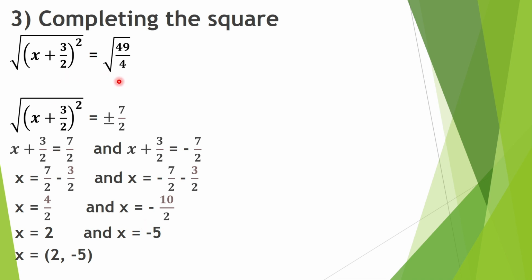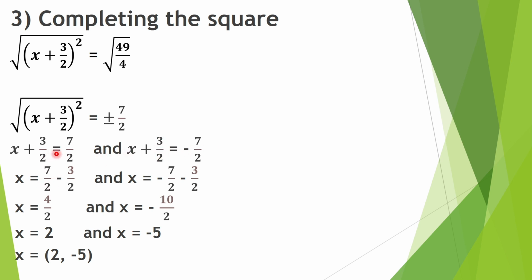Look over here, the square root of 49 is equal to this, and this will cancel this. So x plus 3 divided by 2 equals 7 divided by 2, and x plus 3 divided by 2 equals minus 7 divided by 2. So we will write this term with plus and with minus.